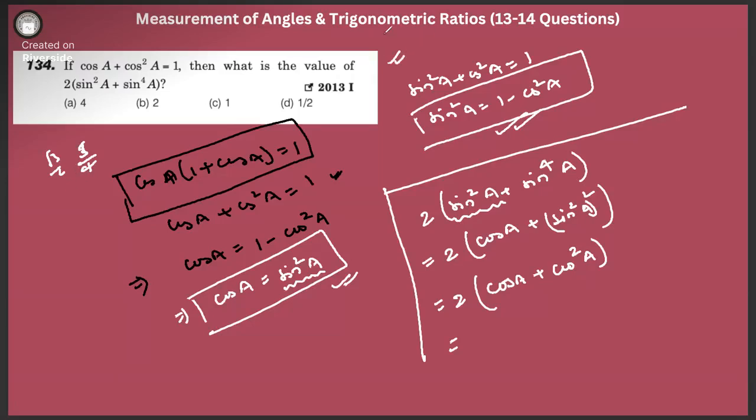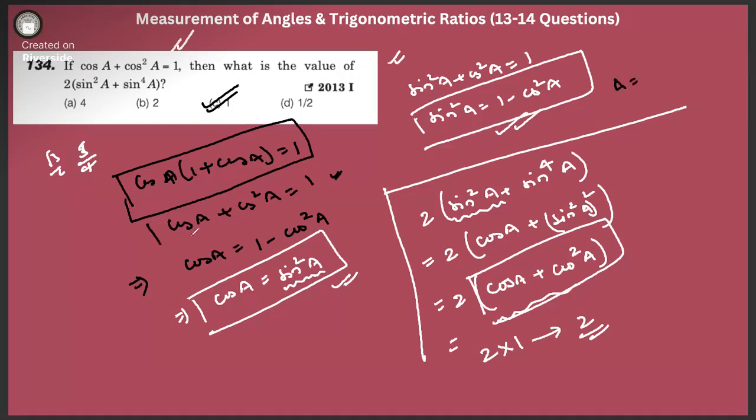We can directly replace that cos A plus cos square A by 1. We can get the final answer directly. I'm just saying from here, it's already known that this particular value is given as 1. So we can simply put 1 and we can get 2 as the answer. But I have been teaching you guys to put in values. So I'm just asking, can you think of a value for A which satisfies this given equation over here? It's hard to think of one.